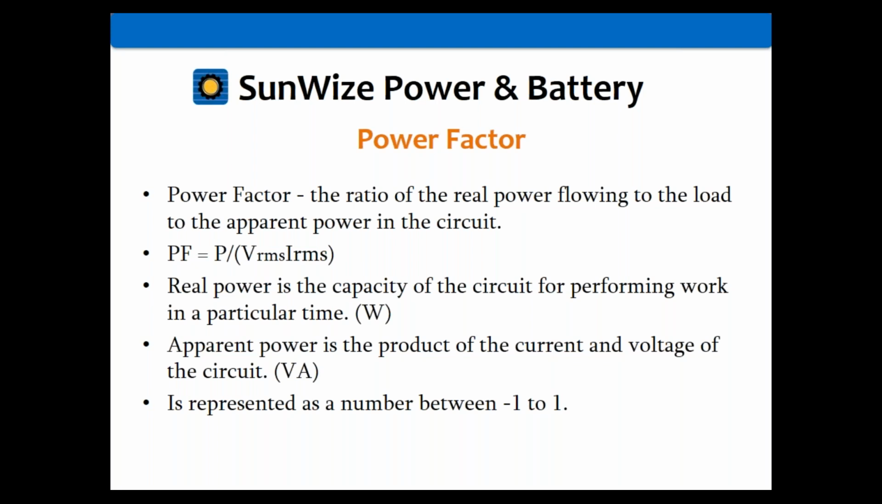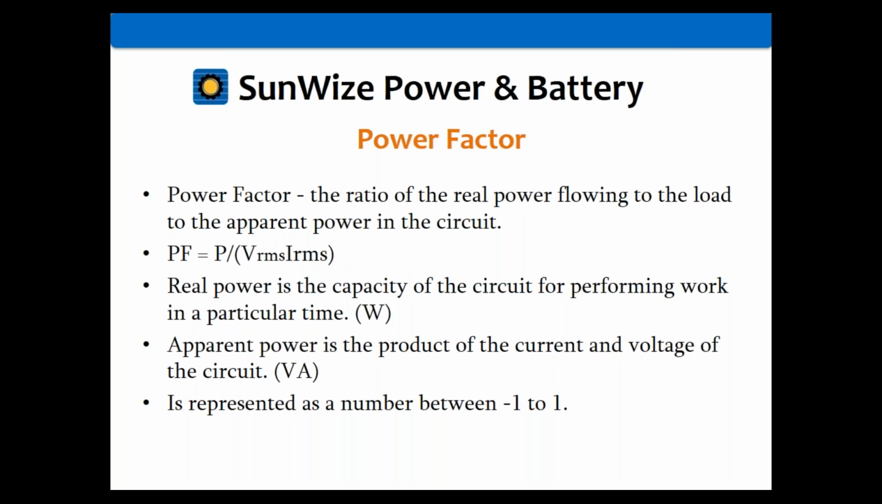Okay. So again, the definition of power factor is the ratio of the real power flowing to the load to the apparent power in the circuit. So power factor, PF, is going to equal P, which is the real power, divided by the AC voltage times the AC current. Okay? And that's the difference there is in those waveforms.